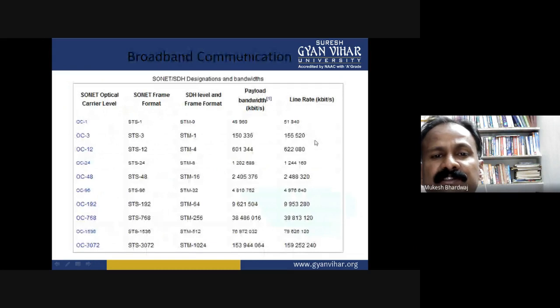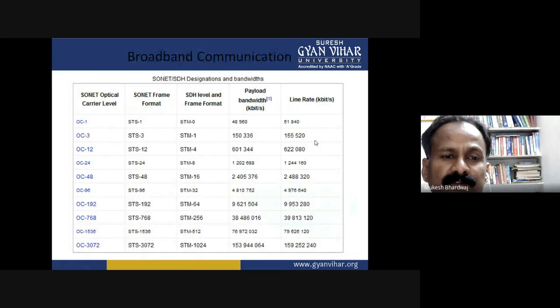Broadband communications, SONET designations and bandwidth. SONET optical carrier levels OC1, OC3, OC12, OC24, and these are some of the SONET optical carrier level designations. SONET frame format, the format related to the carrier level, the SDH level and the frame format related to the carrier level. Payload bandwidth in kilobytes per second, line rate in kilobytes per second. So these are the various designations and bandwidths for broadband communication.